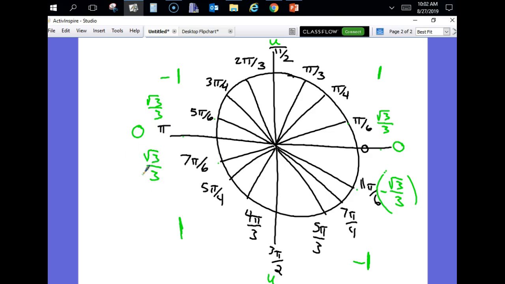Which one's positive or negative? Which one's the, let me rephrase that. Which one's the negative one? The top one, right? All right. Now, as for the two spots that are closer to the y-axis, those tangent values are just square root of 3. No bottom, just square root of 3. So it's this.